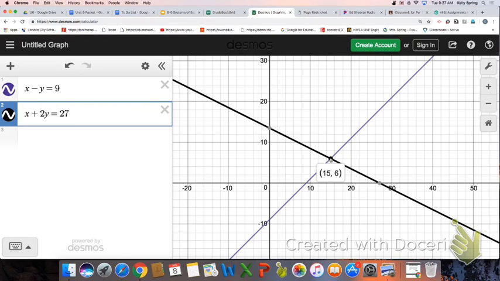So you need to remember, in these cases, the first numbers are just our x and our y. So it's just telling us the first number we have is 15 and our other number, our second number, is 6. So these are the two numbers where the difference is 9, and the first number plus 2 times the second number is 27.